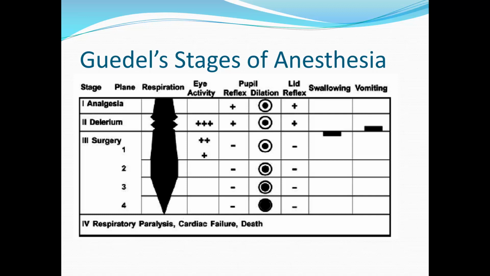And then we move on to plane 2. This is from cessation of eyeball movement to beginning of paralysis of intercostal muscles. Laryngeal reflexes are lost, but inflammation of the upper respiratory tract increases reflexes and irritability. Corneal reflex disappears in this plane. Secretion of tear is increased in this plane.